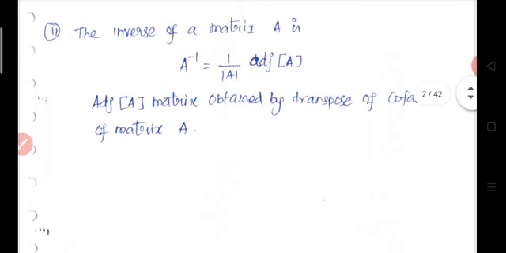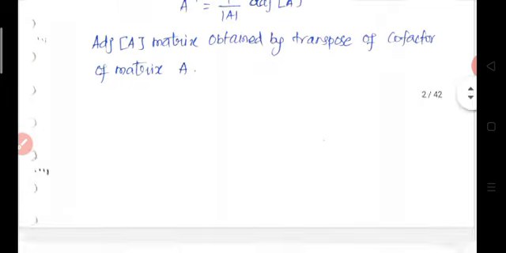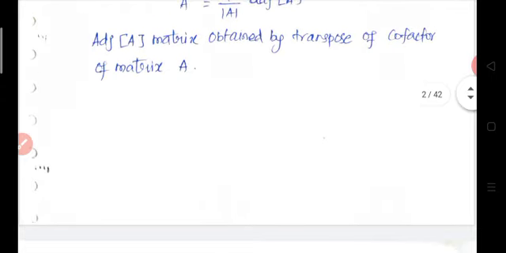Then the inverse of matrix A. A matrix inverse only exists for a non-singular matrix. I already said stiffness and flexibility matrices are non-singular, therefore the inverse of the flexibility and stiffness matrices will exist. The inverse of the flexibility matrix will give the stiffness matrix, and the inverse of the stiffness matrix will give the flexibility matrix. So A inverse is equal to 1 by modulus of A into adjoint A. The adjoint of matrix A is obtained by the transpose of the cofactor matrix of A. Thank you.